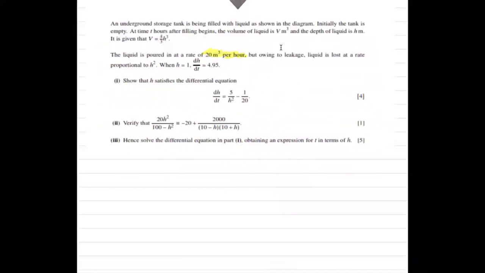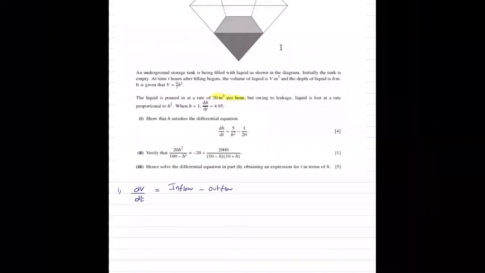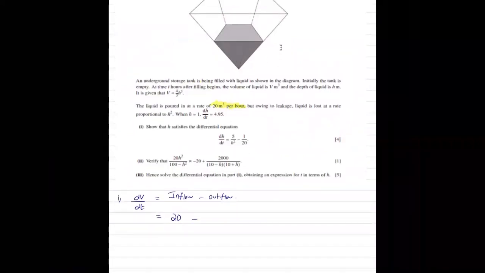So basically there are two things happening: the water is being filled in, and the water is being lost as well because of the leakage. So the net rate of volume inside the tank is going to be equal to inflow minus outflow. Water is being filled in at a rate of 20 meter cube, minus outflow. What is the rate of leakage?